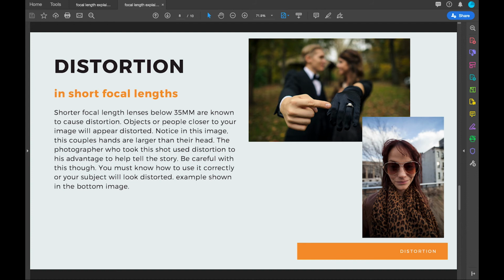But distortion can also make your subjects look a little bit weird. So look at this photo here of this woman, and she looks almost like her face is warped. You can tell her head looks very small compared to her body, and it almost looks unnatural, which is why typically going below a 35mm lens will give you this sort of distorted look, and a lot of photographers really don't like that, and it's not known to be aesthetically pleasing.